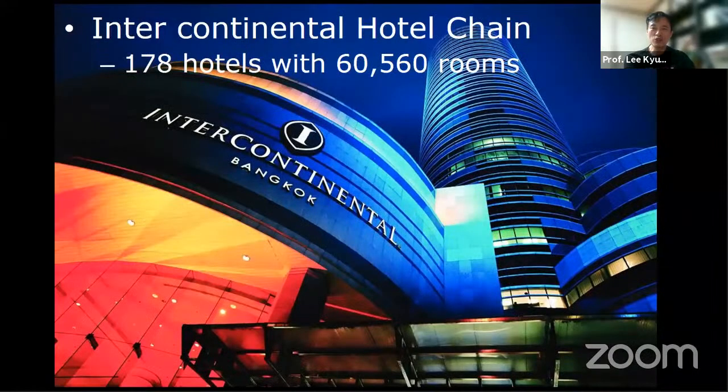The biggest hotel chain is Intercontinental. This group has 178 hotels with 60,000 rooms all over the world. But there is a bigger group which has more guests than Intercontinental, even though they do not have any single room.